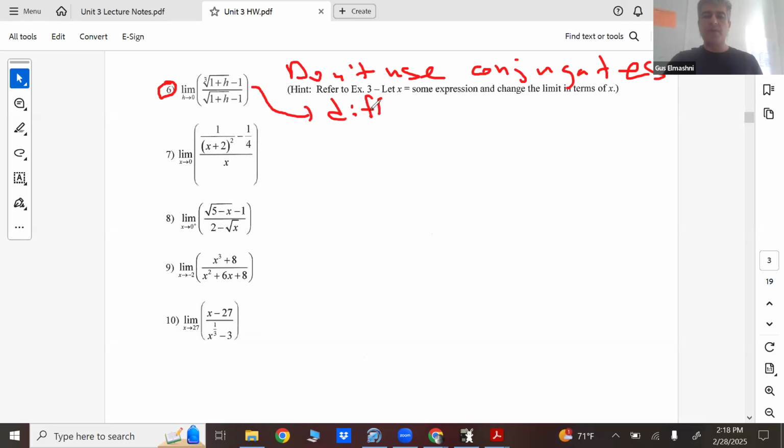Difference of cubes. Guys, let's focus, please. Thank you. Difference of cubes over difference of squares. You'll see. You'll find out.